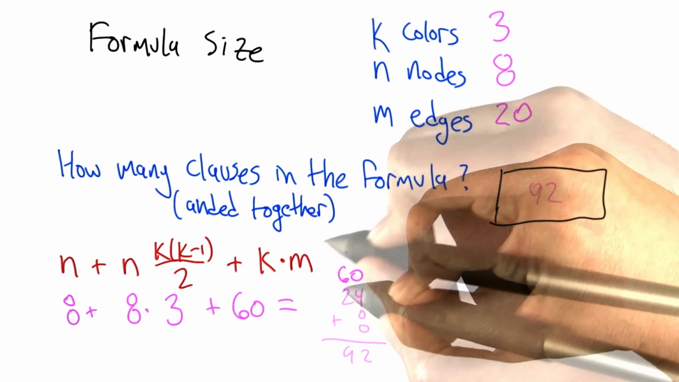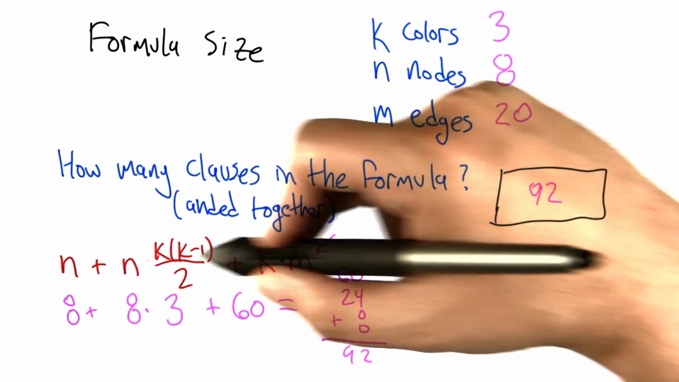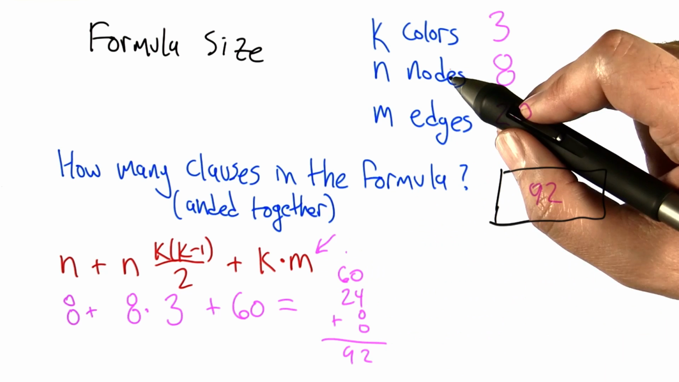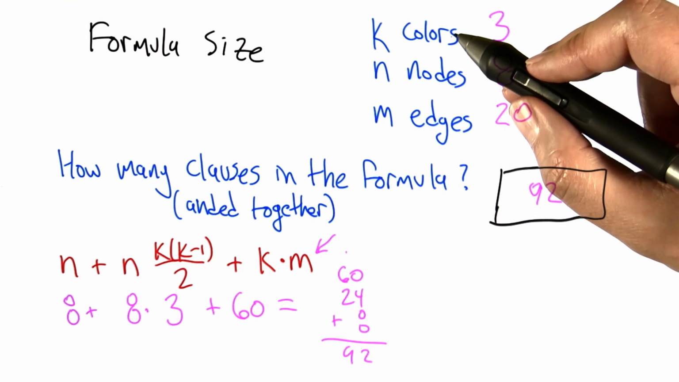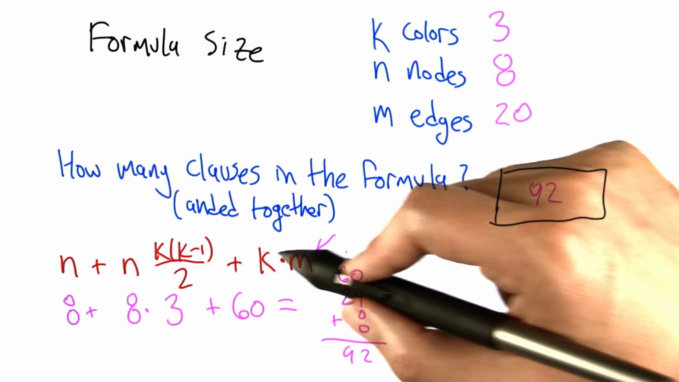But the important thing that I wanted you to get at is this formula here, which most importantly is polynomial in the size of the graph. So we have a graph of a given size, from that we generate a formula, and the formula has a given size, and that size is polynomial.